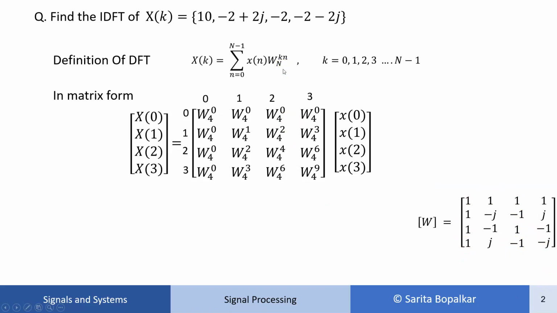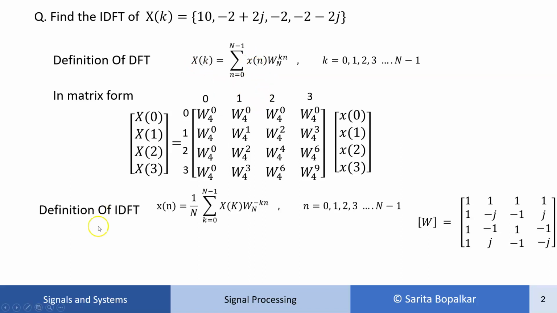But now we are interested in the inverse DFT. That means X(k) is given to us and we want to find x(n). The definition of the inverse DFT is x(n) equal to 1/N times the sum for k from 0 to N-1 of X(k) W_N^{-kn}, where n varies from 0 to N-1.